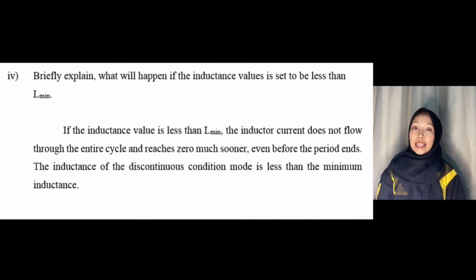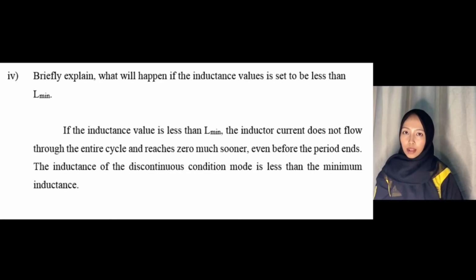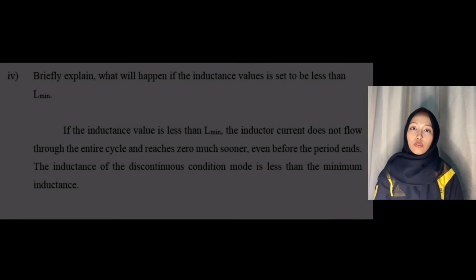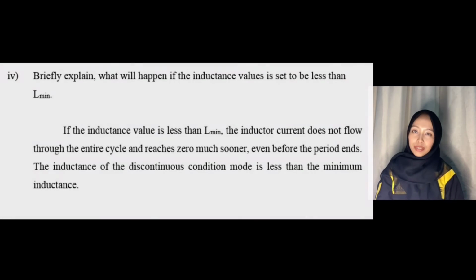I will share with you the discussion answers for questions IV and V Roman. Based on question IV, it asks what will happen if the inductance value is set to be less than L min. The answer is, if the inductance value is less than L min, the inductor current does not flow through the entire cycle and reaches zero much sooner, even before the period ends. This is the discontinuous conduction mode, where the inductance is less than the minimum inductance.